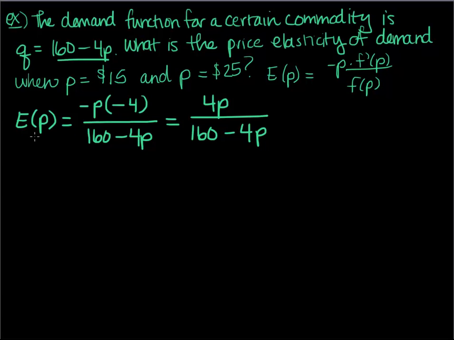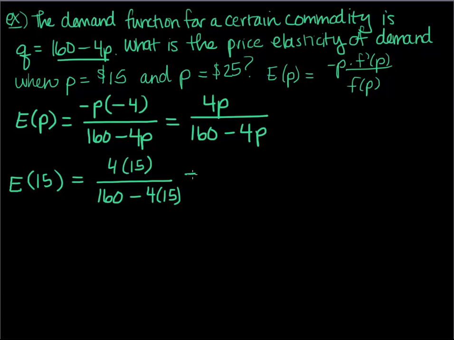So here's my function for my elasticity. So let's plug in some numbers. So if I plug in 15, obviously I would get 4 times 15 all over 160 minus, all right, so 4 times 15, that's what, 60? So 160 minus 60 is 100. Okay, so if I simplify that, I can cancel the zeros. I get 6 over 10, which if we take a 2 out, we get 3/5. So this is less than 1.